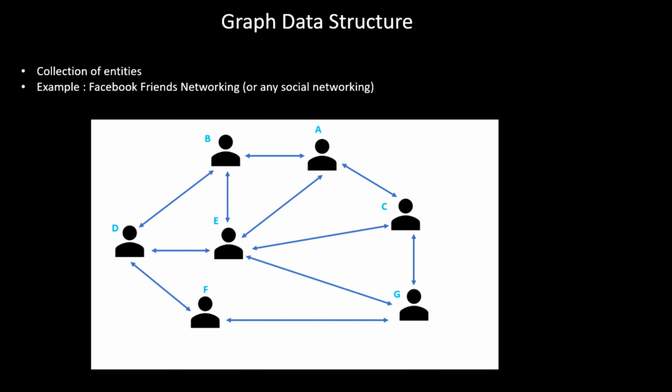Next is the graph data structure. A graph is also a collection of entities. It is similar to a tree, but in a tree only one root will be there, whereas in a graph there is no such root element. From one element to another element, there can be n number of paths. The best example is a social networking site like Facebook or Instagram.